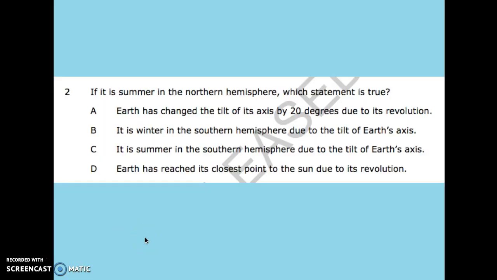If it's summer in the Northern Hemisphere, which statement is true? If it's summer in the Northern Hemisphere, it's going to be winter in the Southern Hemisphere. So look at your answer choices and see which one of those best fits that statement. Earth has changed the tilt of the axis by 20 degrees due to its revolution. The Earth isn't randomly changing the tilt of its axis. It's winter in the Southern Hemisphere due to the tilt of Earth's axis. Yes. It's summer in the Southern Hemisphere due to the tilt of Earth's axis. Well, if it's summer in the Northern Hemisphere, then it's not going to be summer in the Southern Hemisphere. It's going to be the opposite. Earth has reached its closest point to the sun due to its revolution. No.